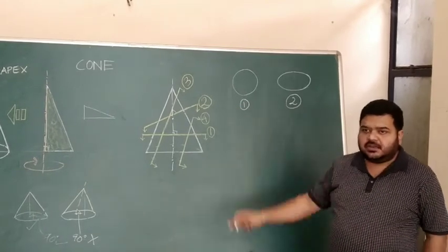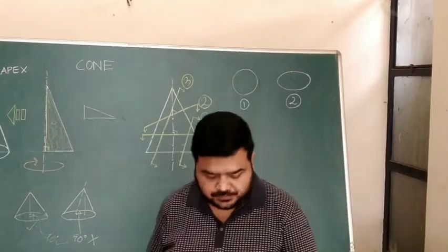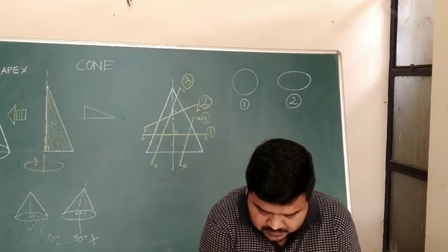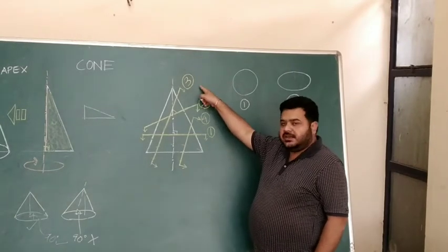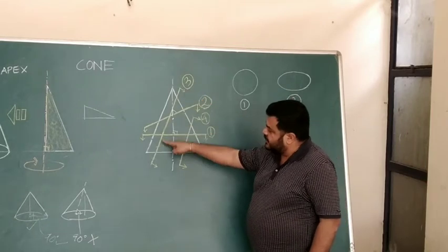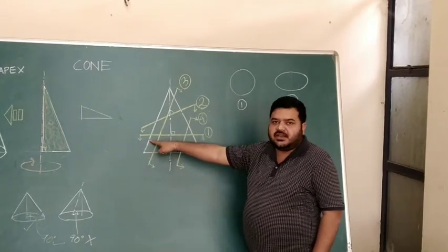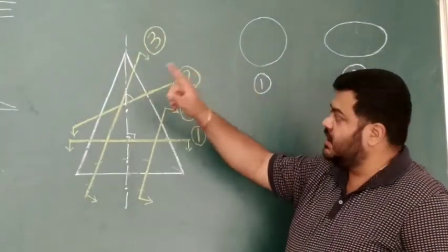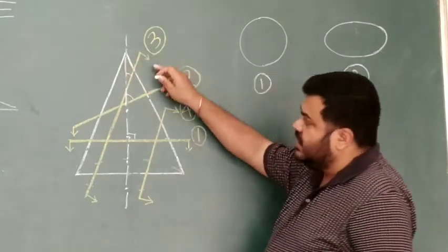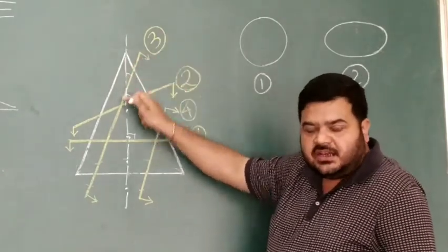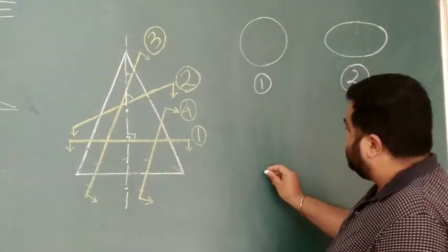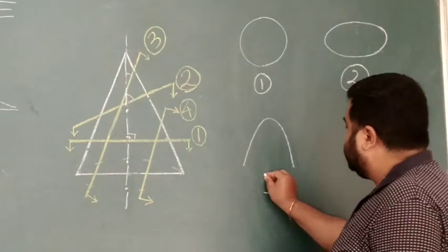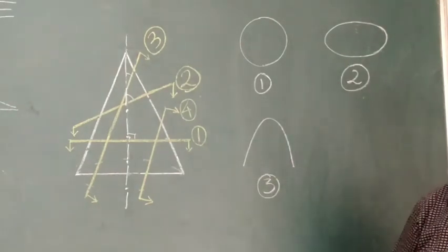In condition 3, when the section plane is parallel to one of the generators and is inclined to the axis, the first condition is that it is inclined to the axis, and the second condition is that it is parallel to one of the generators. The section so obtained is a parabola. This is the third condition, the condition of the parabola.